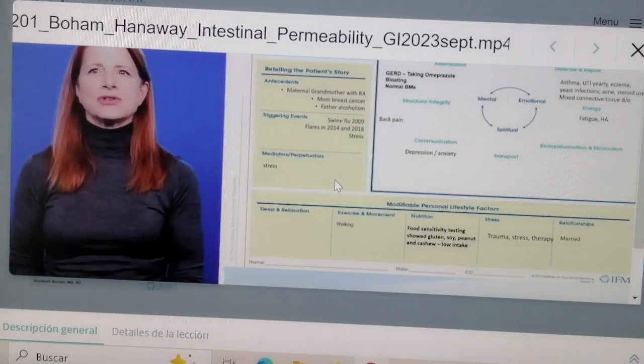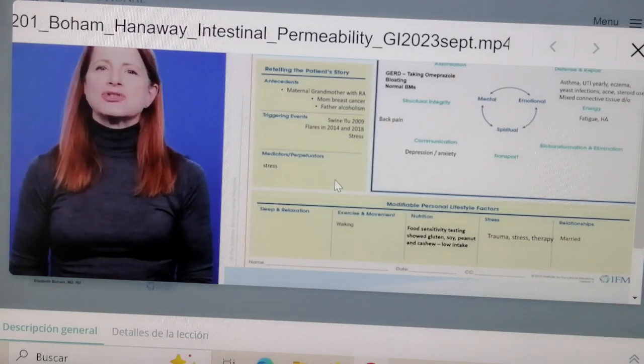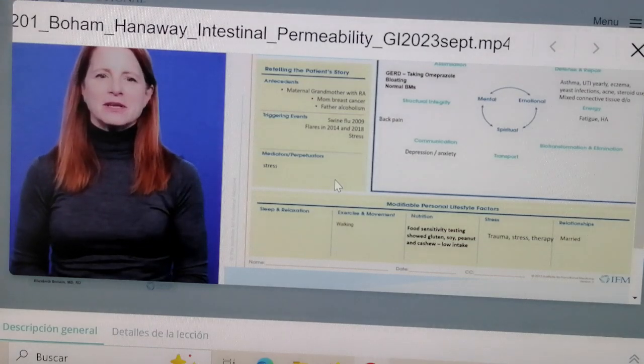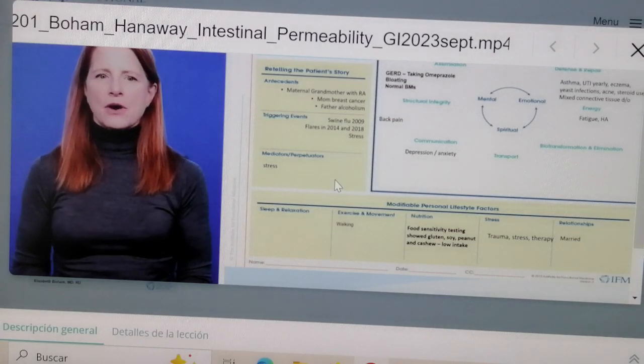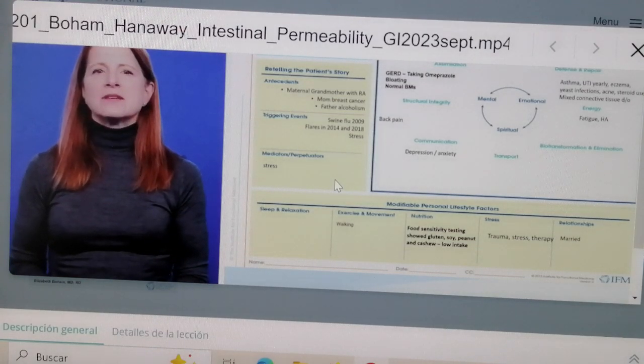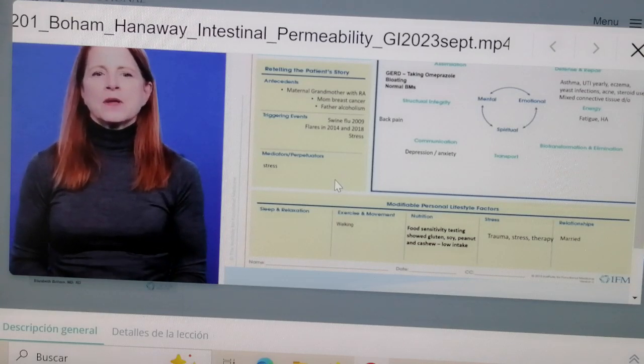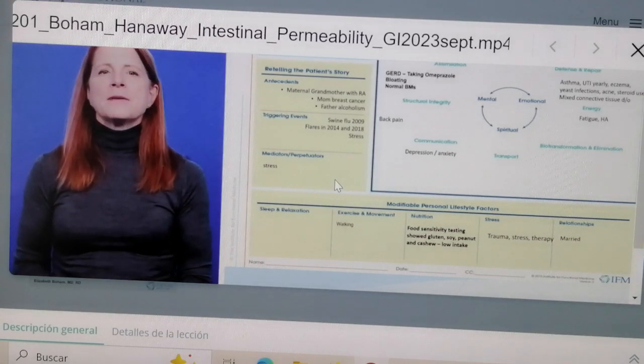I talk about, let's determine if there are any triggers and work to heal intestinal permeability. Okay, so this is her matrix here. You see that she has a family history of autoimmune disease, a maternal grandmother with RA. She had a difficult time growing up with her dad's alcoholism and her mom's cancer. She felt, as I said, the triggering events were the swine flu and the stress in her life.